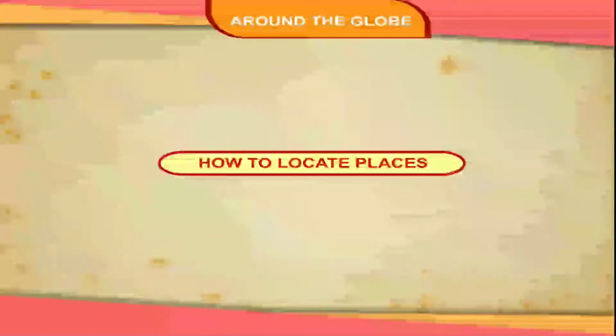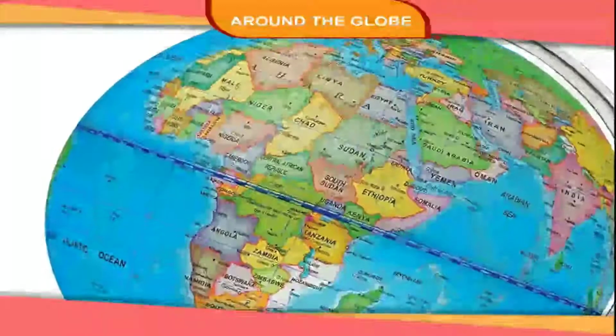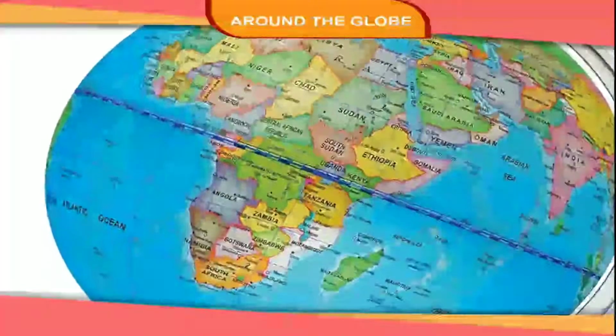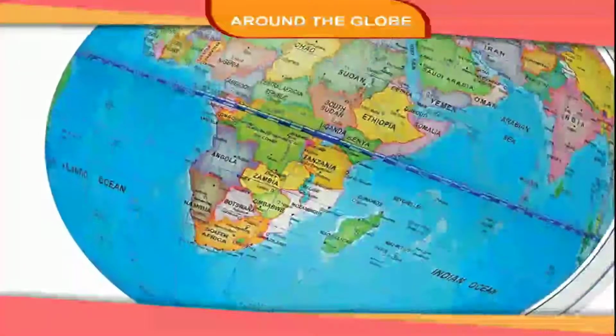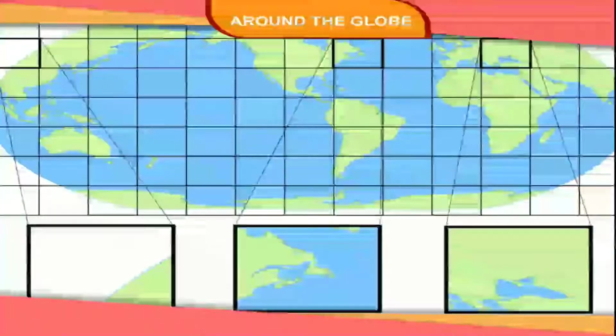How to locate places. The framework on the globe formed by the parallels and meridians are called a grid. This grid helps us to locate places on the globe. If we have to locate a place on the globe, we must know its parallel and meridian.